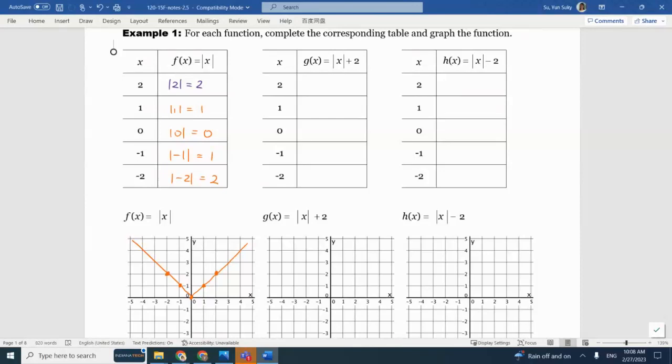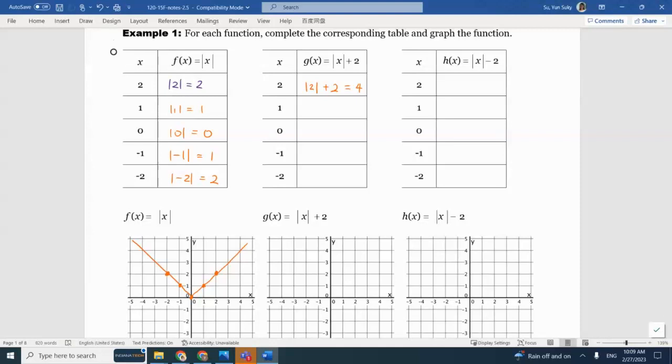Okay. Now, how about g of x? What do we do to it? Well, we add 2 to it. How would this change our graph? If we plug in 2, which means replace x with 2, we have absolute value 2 plus 2. What is that? How about you guys take turns and answer my question? What is that? 4. Yes. We add 2 to it, we get 4.